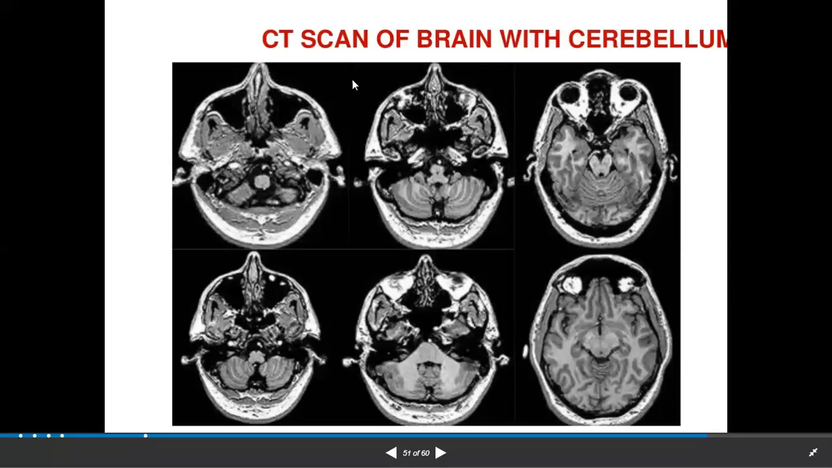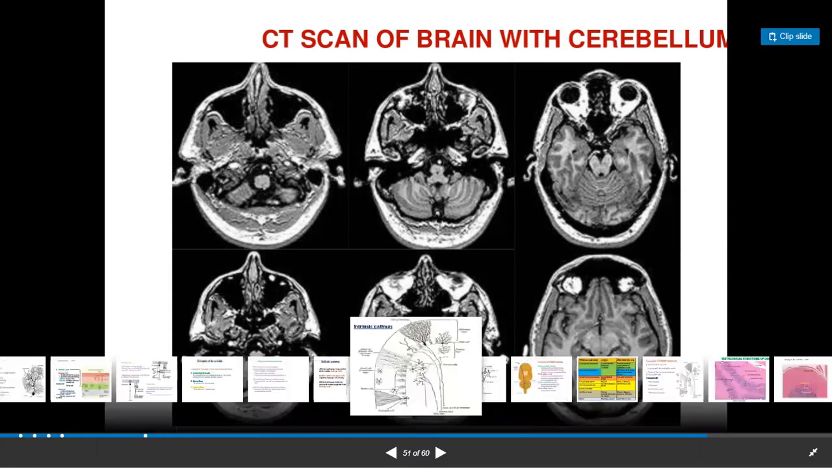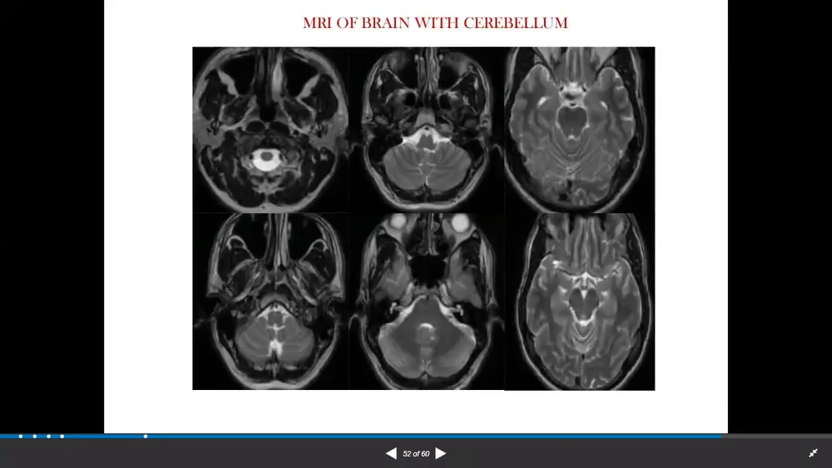Here we have a few pictures of CT scans of the brain where you can see the cerebellum. Here you can see the cerebellum. This is the cerebellum. This area is the cerebellum. Here also the section has been taken at different levels. Okay. So this is an MRI picture of the cerebellum. Here it is very clear. You can see, isn't it? So these are the different levels we have.